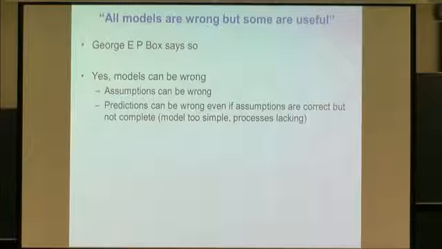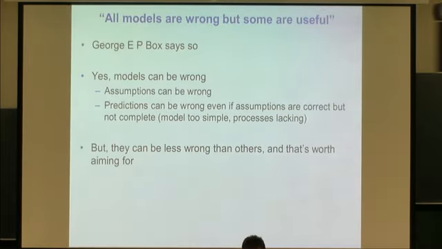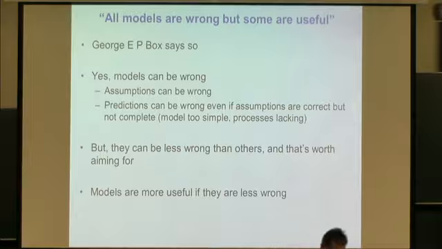So you can end up with wrong predictions although all the assumptions you have looked at are correct, because you do not have a complete list of assumptions, and you never will be able to have a complete list. So what I'm trying to say is that models can be less wrong than others, and that's actually what we should be trying for. I would want to rewrite the quote from Box to say that models are more useful if they are less wrong. A model cannot be useful because it's wrong, but if it's useful, it's because it's not totally wrong.